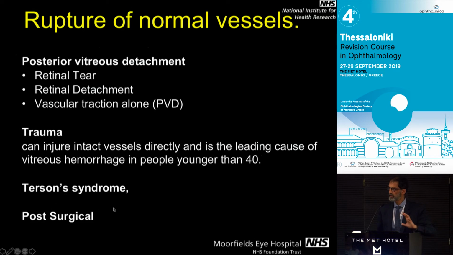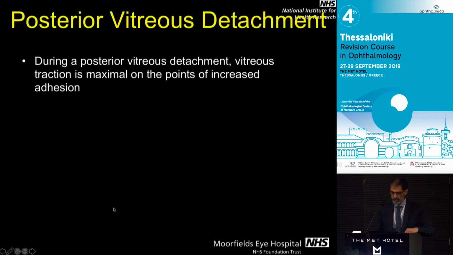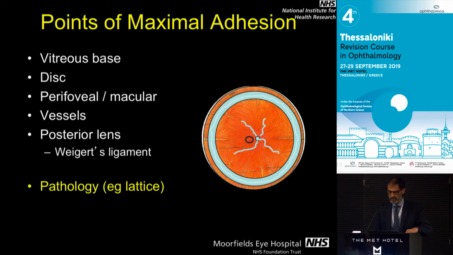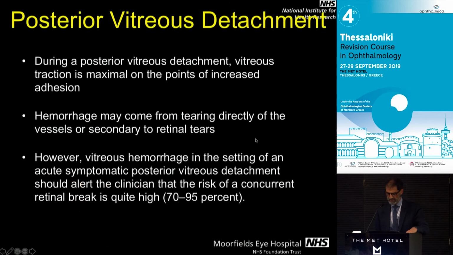In all of these, the vasculature can be normal and you still get a vitreous hemorrhage. So during a posterior vitreous detachment, as I said before, one of the strong areas of attachment is along the vessels and along the disc head. And you can get, during a normal vitreous separation, vitreous hemorrhage without a tear. So avulsion of peripheral vessels.